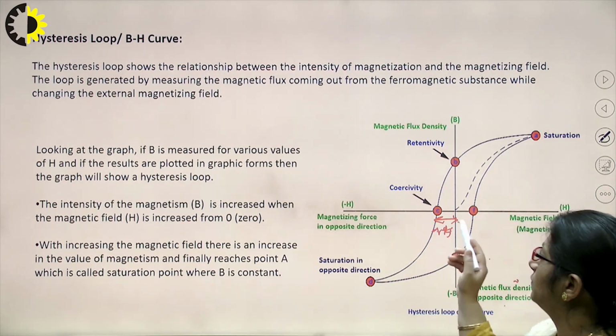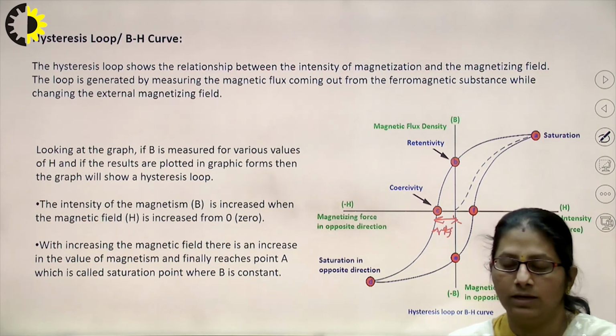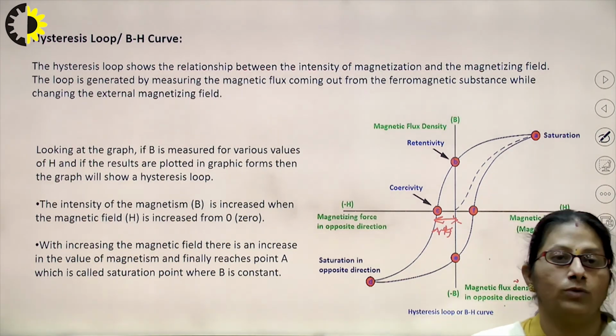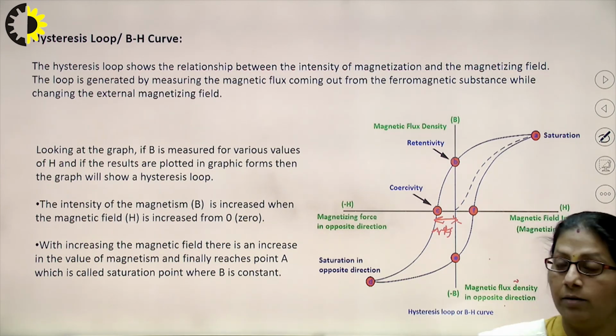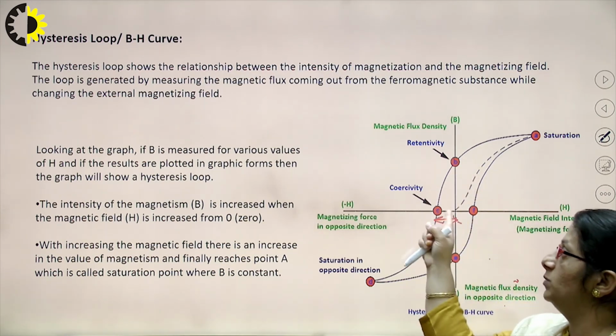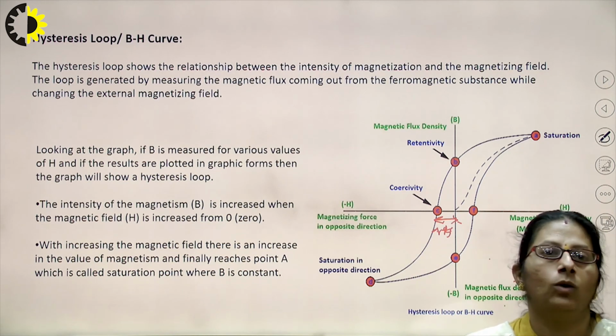And how much force you give just to get it to 0 is called the coercive force. And the property of the material by virtue of which it makes the residual flux 0 at point C is called coercivity.